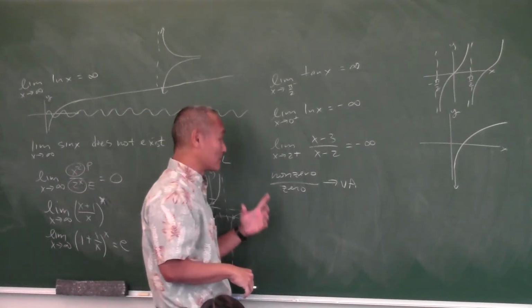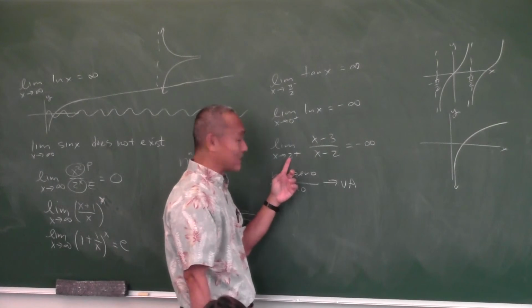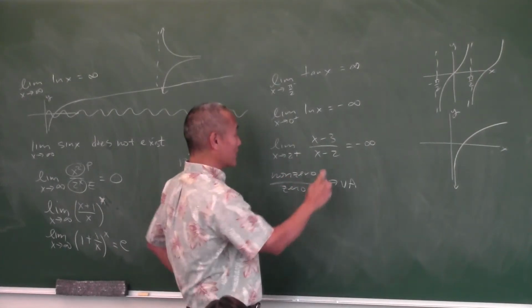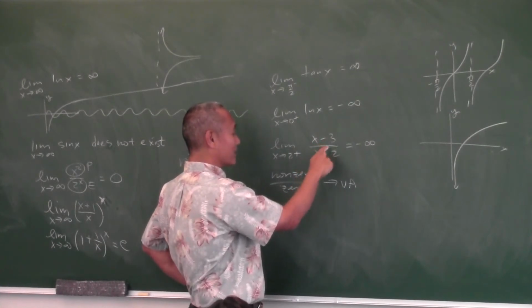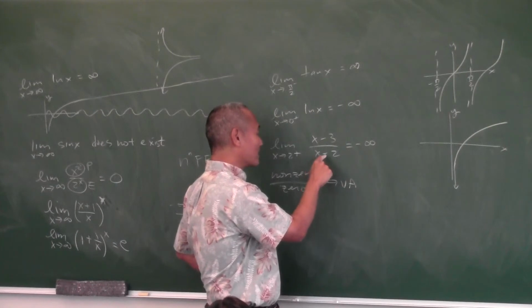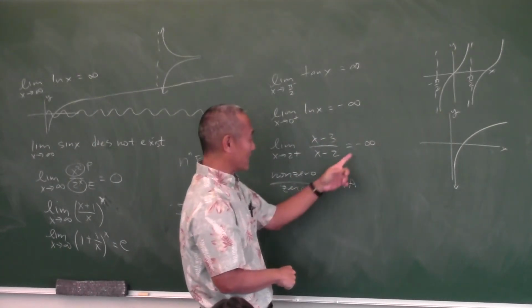How do you tell which one it is without drawing the graph? Well, if you read my notes, it says plug in a number very close to 2 on the right, like 2.00001. What is 2.00001 minus 3? Just tell me positive or negative. Negative. What is 2.00001 minus 2? Positive. What's negative over positive? Negative. That's why the answer is negative infinity.